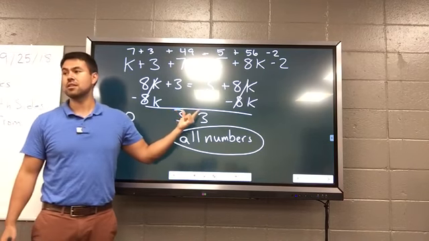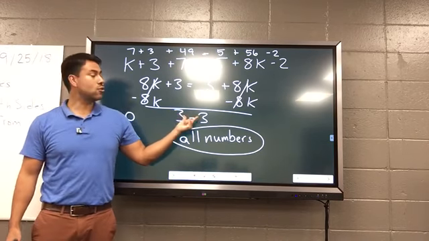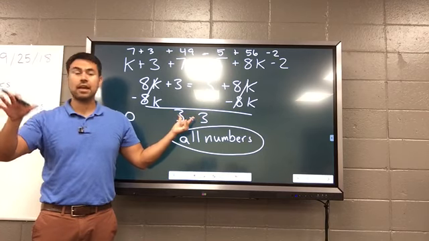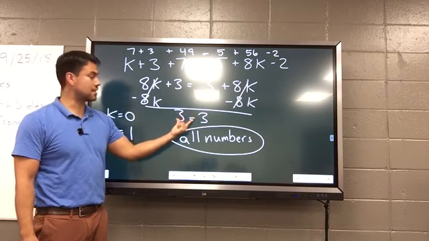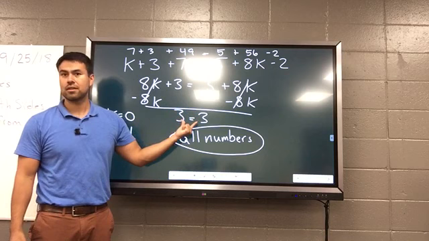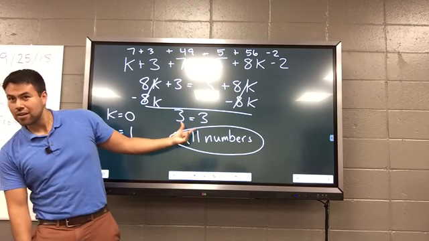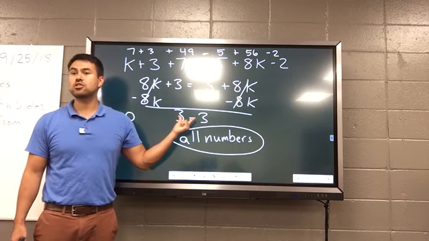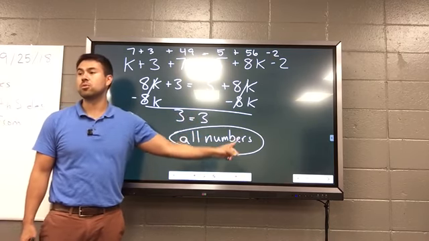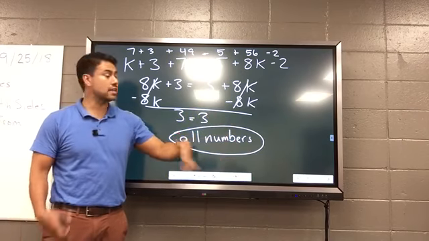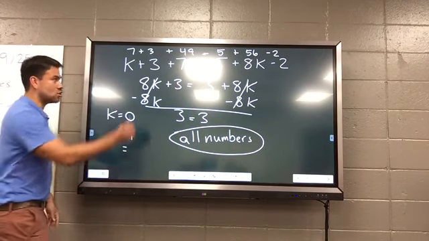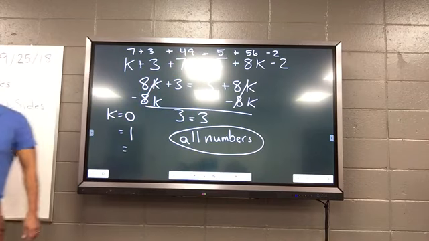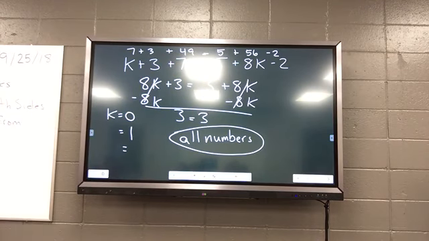Listen up, guys. If you get the variable eliminated and you get a true equation, like, is this true? 3 equals 3? Is that true? That's positive. If you get a true equation, your answer is all numbers. All numbers. Any number will work, because you can put it in there and you can try it out yourself. All numbers.